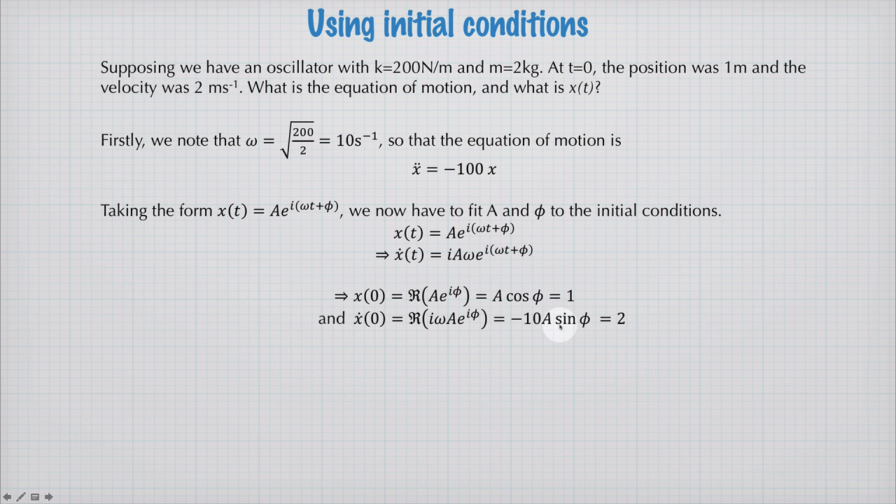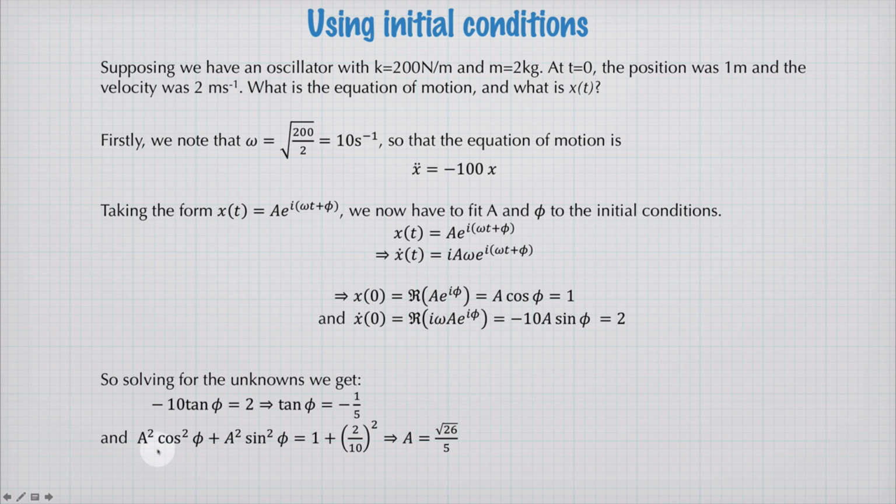For phi first, we'll divide one equation by the other to get tan phi. Negative 10 tan phi is equal to 2. So tan phi is equal to negative 1 on 5. That's phi taken care of. To find A, we'll square these equations and add them together. So we get A times cos squared plus sine squared, which we can take out, and that means that A is equal to root 26 on 5.